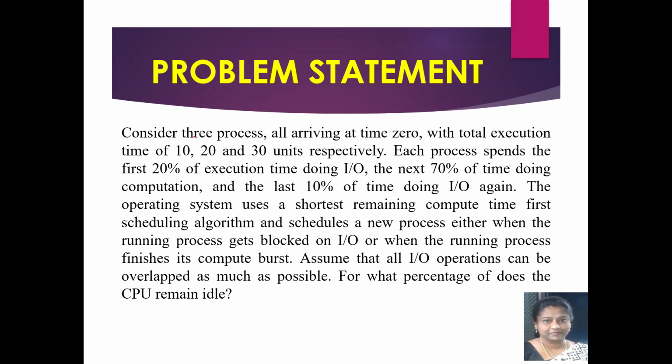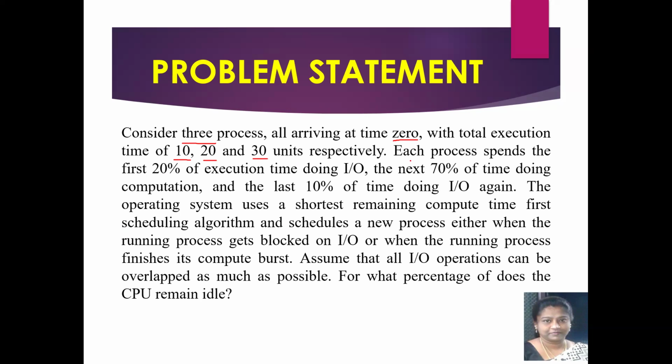So now, according to the problem statement, I have three processes. The arrival time of all the processes is 0, and the execution time of each process: let me say I have three processes, P1, P2, P3. P1's execution time is 10, P2's execution time is 20, and P3's execution time is 30.